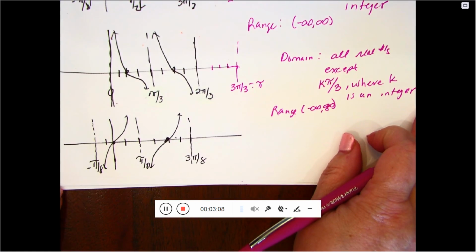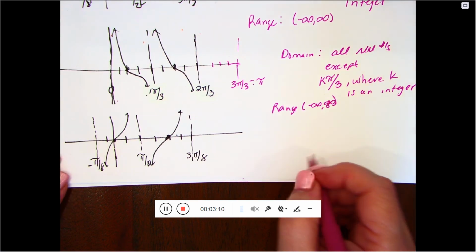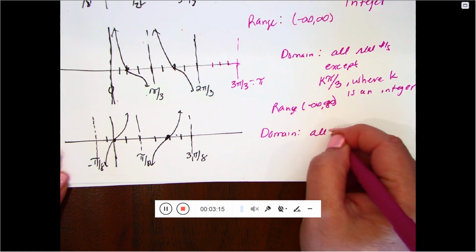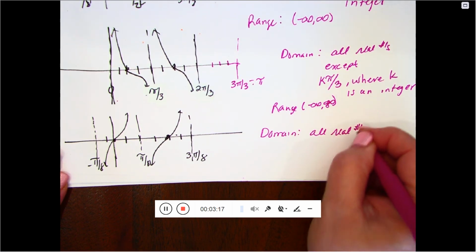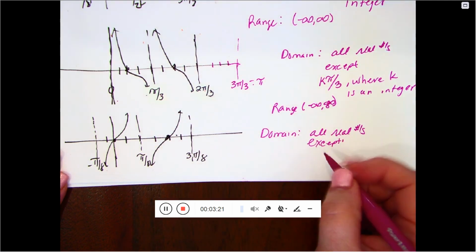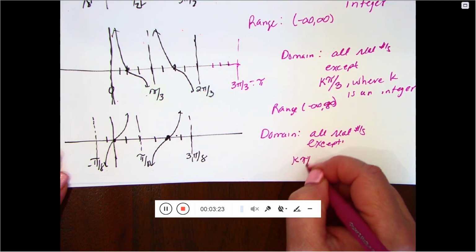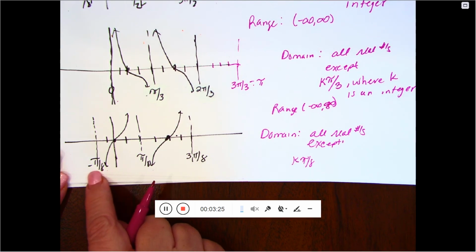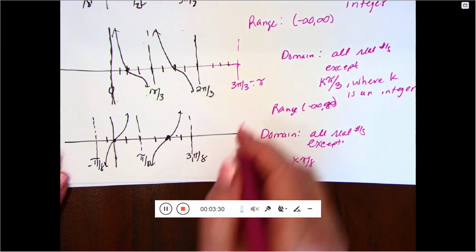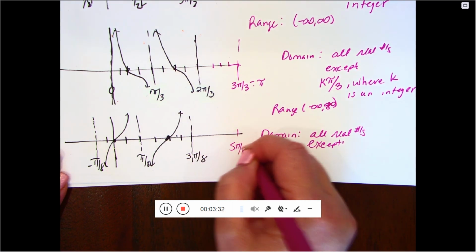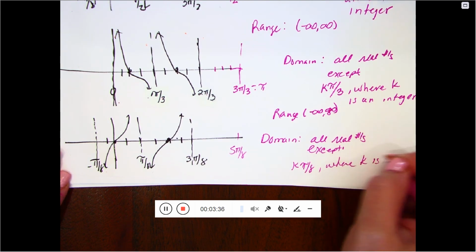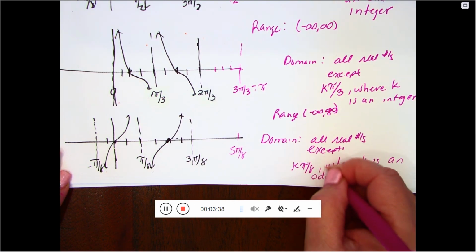Okay, last one. Let's talk about the domain here. We're going to write all real numbers except, and notice they're all over 8, so k pi over 8. And again, what are the k's? Negative 1, 1, 3. You can guess the next one's going to be 5. So we say where k is an odd integer.